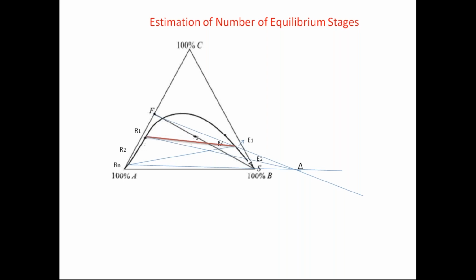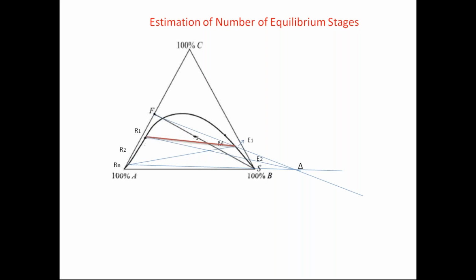So from the E2, again, you can draw one more tie line, and you will get the R2. This is how you will get the R2. Then again R2 and delta add such that you will get E3. So you will get E3 somewhere, and again you can add further to get another tie line. So how many stages are there? 1, 2, 3. Three stages are required to reach from xF to xn value. So this is how you can find out.